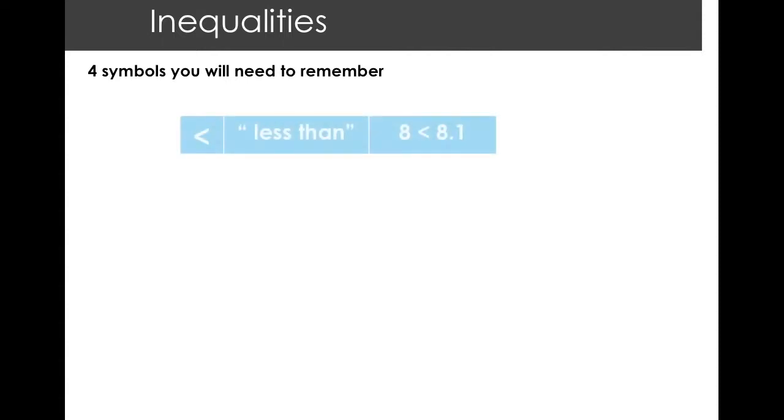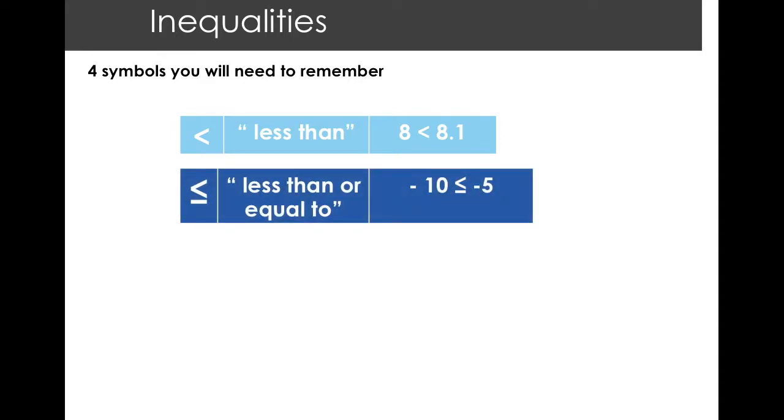When we're dealing with things called inequalities, there are four symbols that you need to remember, which you've probably seen in the past. Your less than symbol, meaning your alligator is pointing towards the left. It means this is less than. So for example, 8 is less than 8.1. This one with the line underneath means less than or equal to. So negative 10 is less than or equal to negative 5.